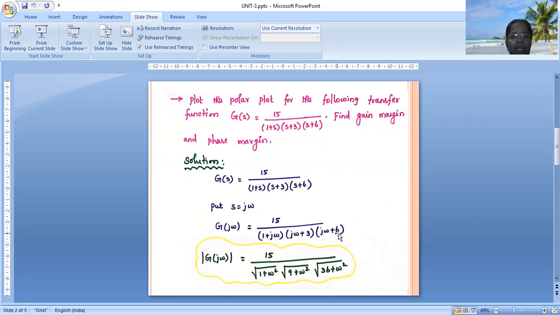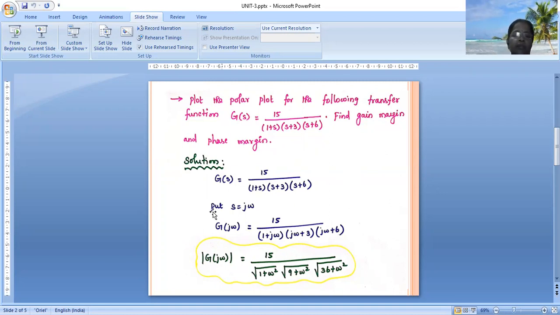Then next you must know, suppose if you are having a plus jb, then I will find out your magnitude value, square root of a square plus b square. Suppose if you want to find out the phase angle value, this is very simple: tan inverse of b by a, that is imaginary part divided by real part. In that way only we are calculating the magnitude value and phase angle value.